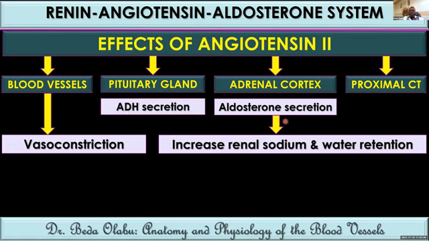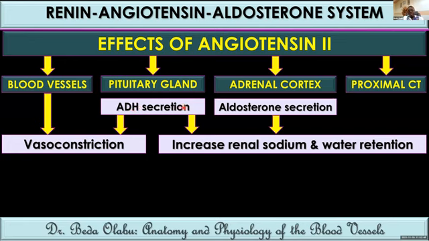All right. Angiotensin 2 also acts on the posterior pituitary gland. The name given to the posterior pituitary gland is neurohypophysis. So it acts on neurohypophysis to cause secretion of antidiuretic hormone. Antidiuretic hormone is also called vasopressin. So it promotes the secretion of vasopressin. Vasopressin acts on blood vessels to cause vasoconstriction. And that is why it's called vasopressin, actually, because it causes vasoconstriction.